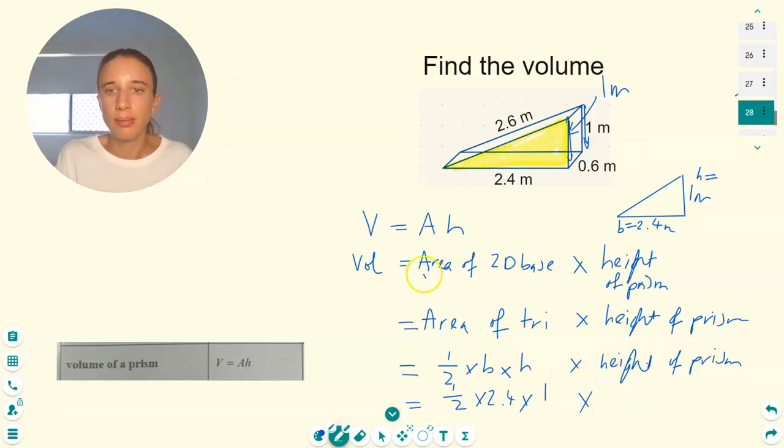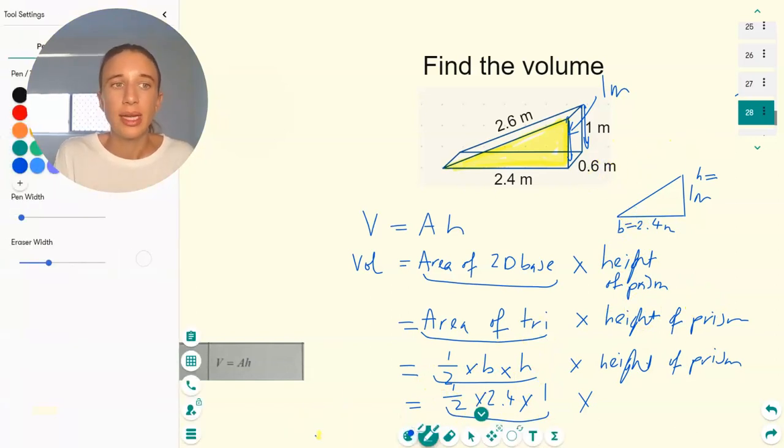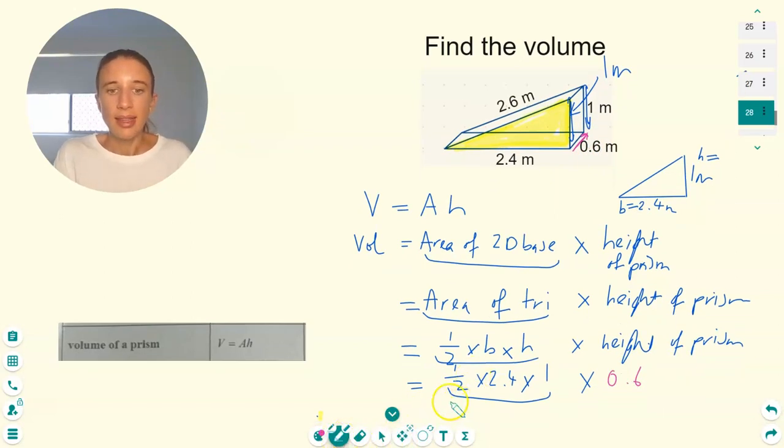Then you remember, do that. Take it all the way along. And then you're timesing by the height of your prism. So how many times am I stacking that same shape? I'm stacking it backwards this time. And I know that that does not look like a height, but it is the height of the prism. The height of the prism is 0.6 meters. And then we're all good to go.